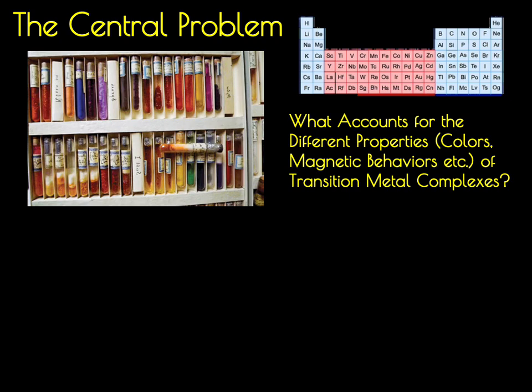Since their discovery, it has been known that molecules containing transition metal ions had different properties than molecules derived from main group elements. These compounds displayed a wide variety of different colors, magnetic behaviors, and reactivity patterns that differ dramatically from their main group counterparts.